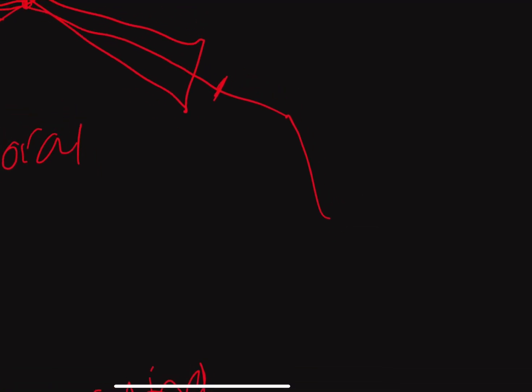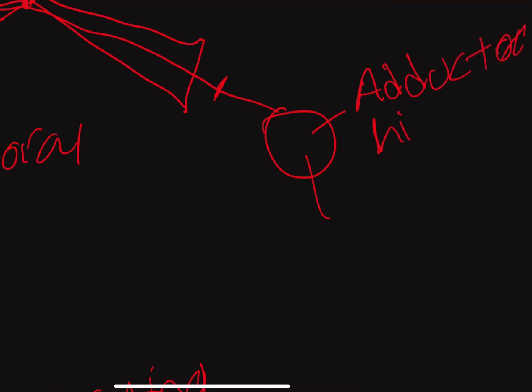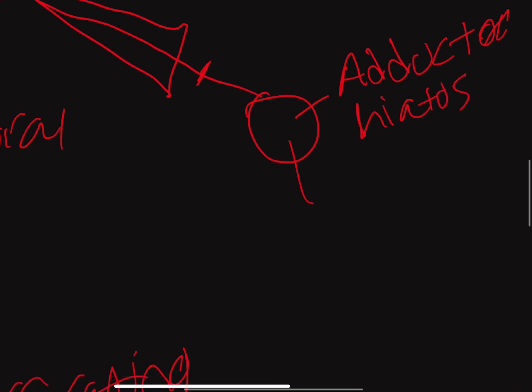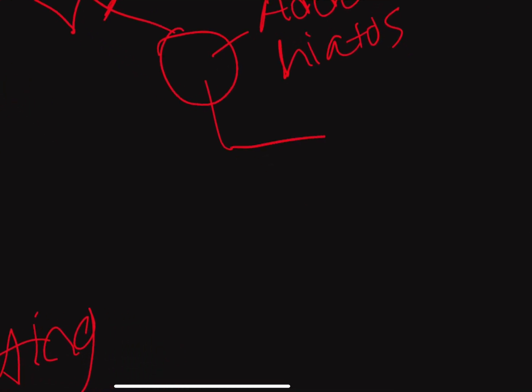So once it passes the adductor canal, it's going to pass through the adductor hiatus, right? So once it passes this adductor hiatus, this femoral artery will become what's called the popliteal artery. It's important to know that this is pretty short compared to most of the other arteries, right?